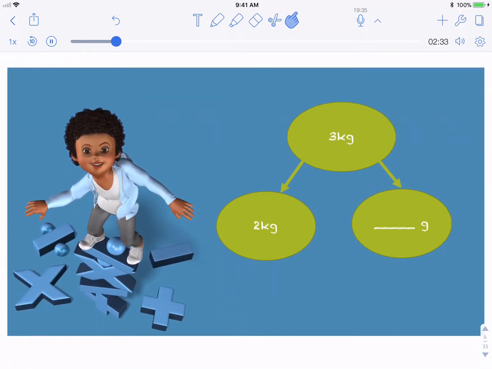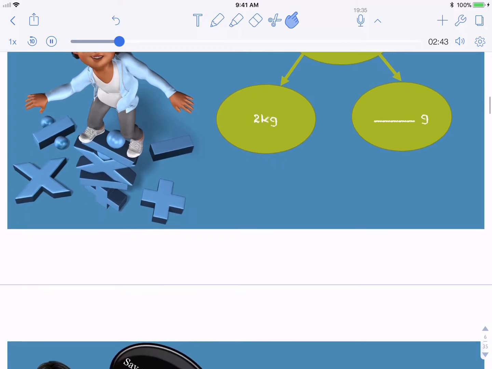See if you can do this one. 3 kilograms. We pulled out 2 kilograms. How many do we have left? Go ahead and fill in the blank on your template. Move on when you're ready.